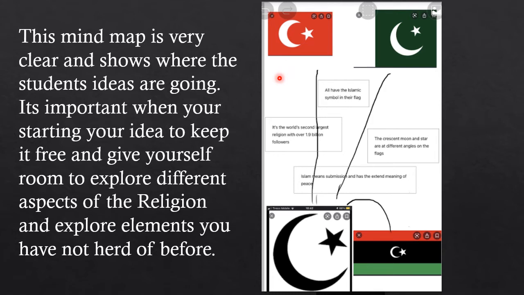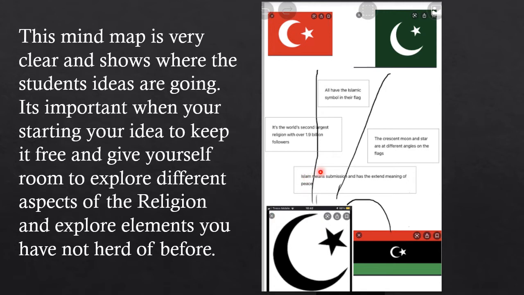If your mind map or presentation wasn't shown, I'm very sorry. I've only selected a few at random to best suit this PowerPoint, so it wasn't that one is better than the other. This mind map is very clear and shows where the student's ideas are going. It's important when starting your idea to keep it free and to give yourself room to explore different aspects of the religion and to explore elements that you have not heard of before. Here you can see they started with the crescent moon and the star, and they've taken a look at some of the flags that were in the first presentation, and they've saved some of the imagery.